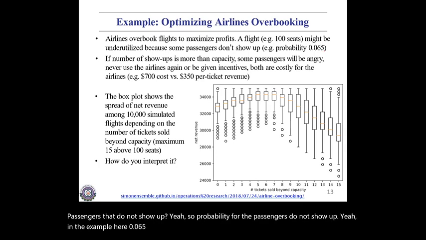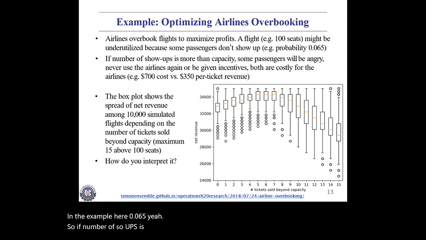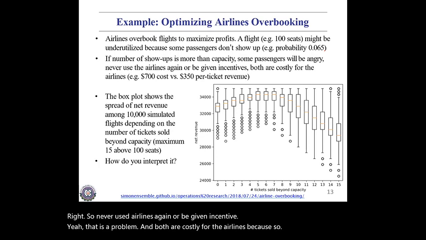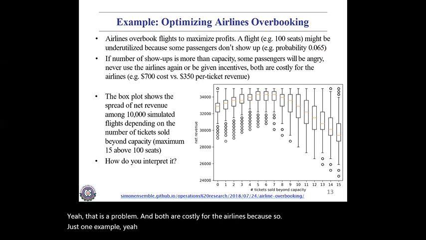0.065. So if the number of show-ups is more than capacity, some passengers will be angry, right? They may never use the airline again or be given an incentive. That is the problem, and both are costly for the airline. Because of this, in this example, there is a 700 cost versus 350 per ticket revenue.